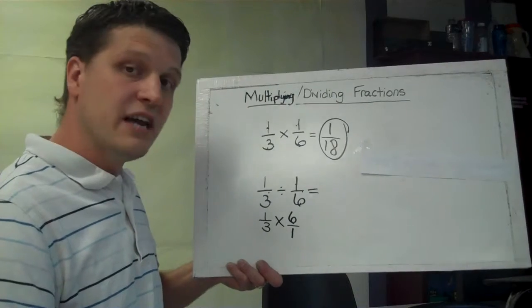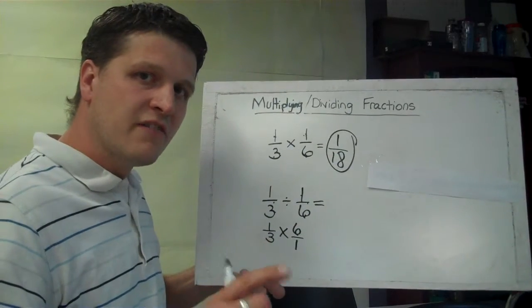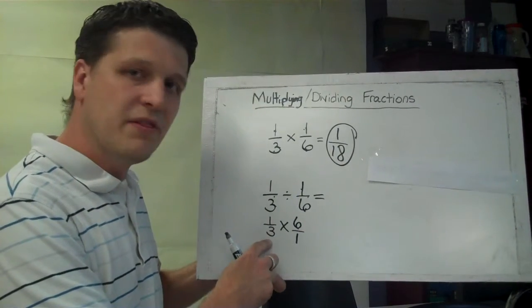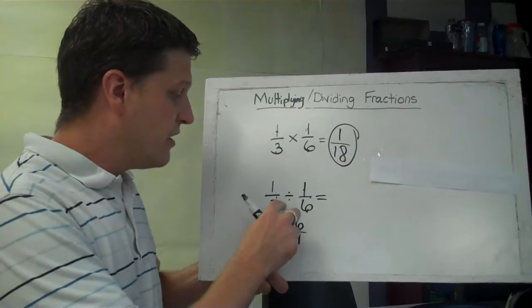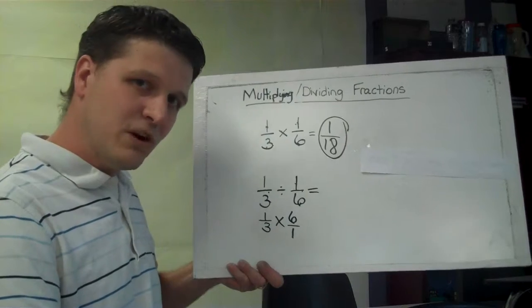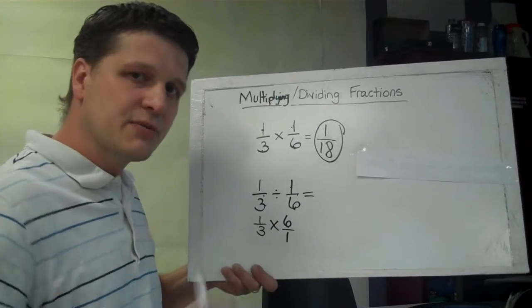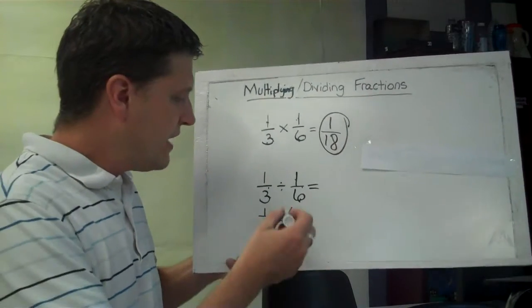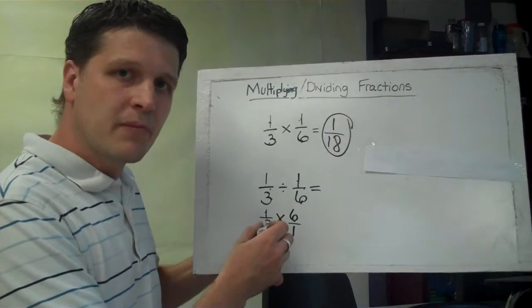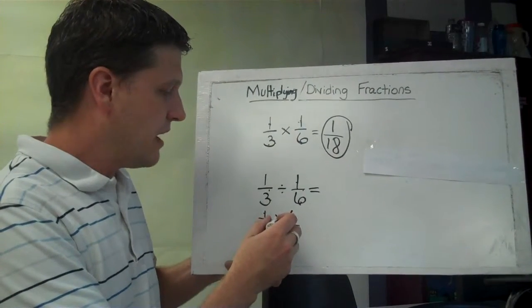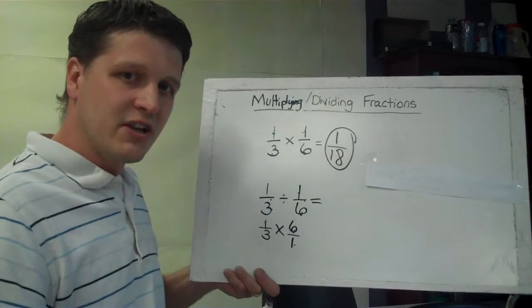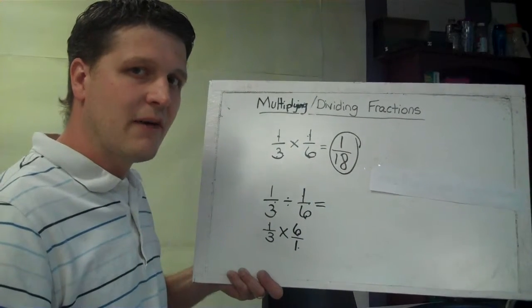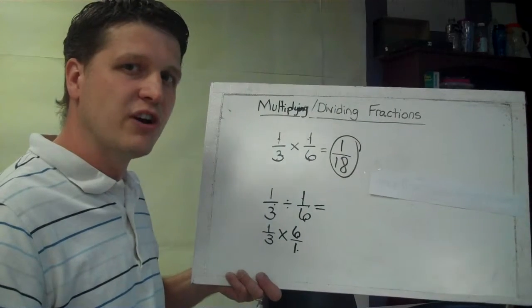So instead of 1/6, we flip it and make it 6/1. Now it's a lot easier for us to multiply 1/3 times 6 than it is to divide 1/3 by 1/6, and I'm going to explain why in just a minute. We've got our 1/3, and we're going to multiply by 6/1. We have it in multiplication form, so we're not going to have to worry about having common denominators. We're just going to multiply straight across.